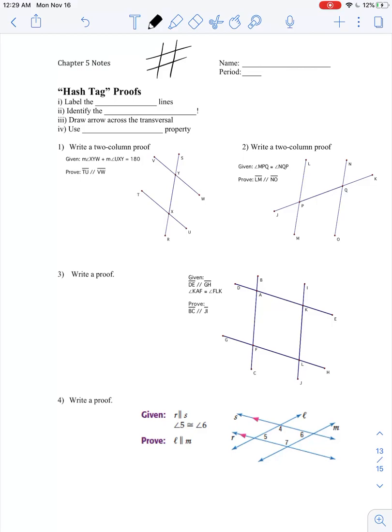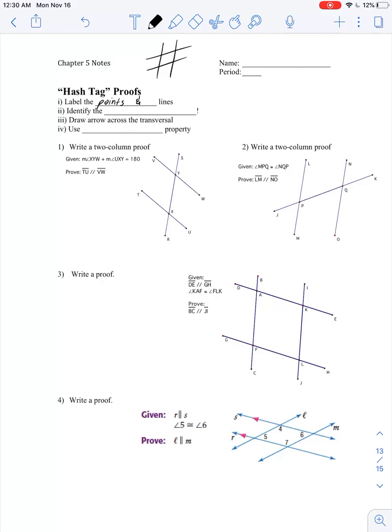For hashtag proofs, they're going to be 4 steps every time if you do them the way that we teach them. So for hashtag proofs, you're going to start by labeling the points and the lines.